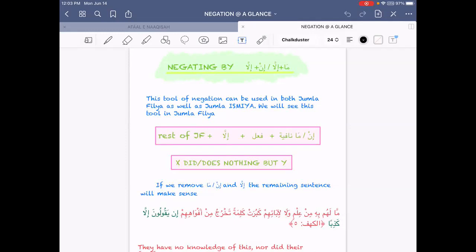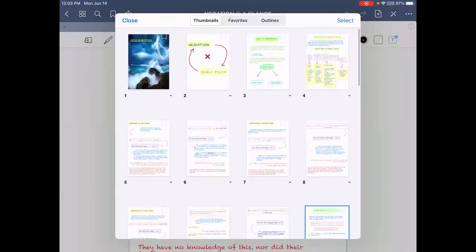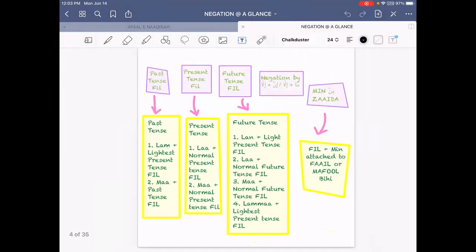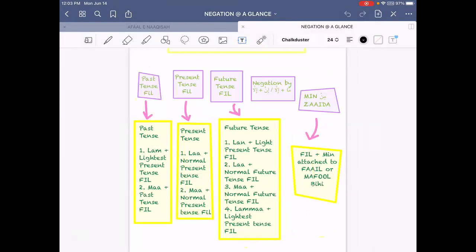Okay, last session, we were doing negation. In negation, we divided it into two sections, negation of a jumla filya and negation of a jumla ismiya. Then we further divided jumla filya into five categories. The purple boxes are the five ways in which a jumla filya can be negated. We did the first three in our last session. So inshallah, we'll have a quick recap, so that we can get to the two remaining ways to negate jumla filya, so that we can complete this topic.